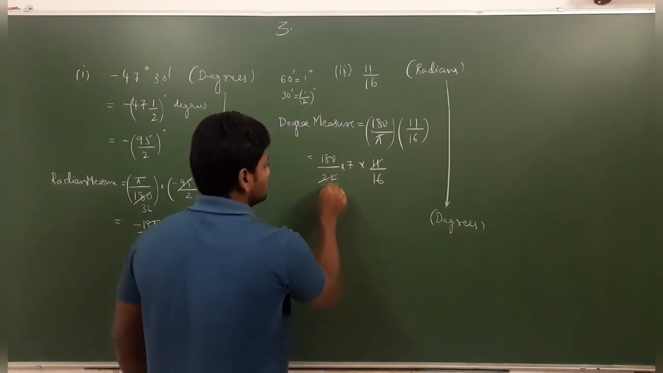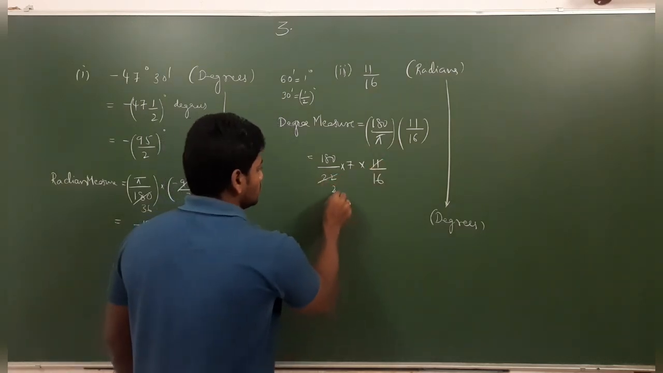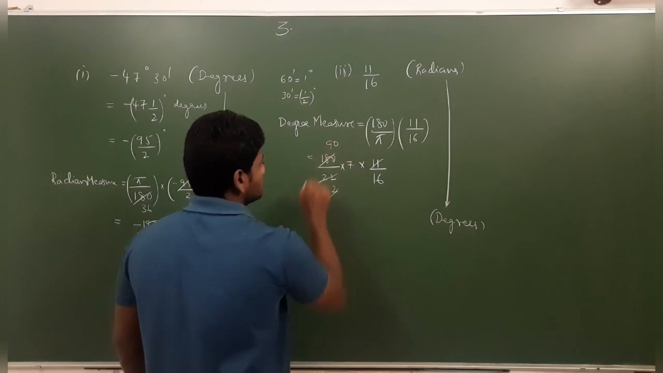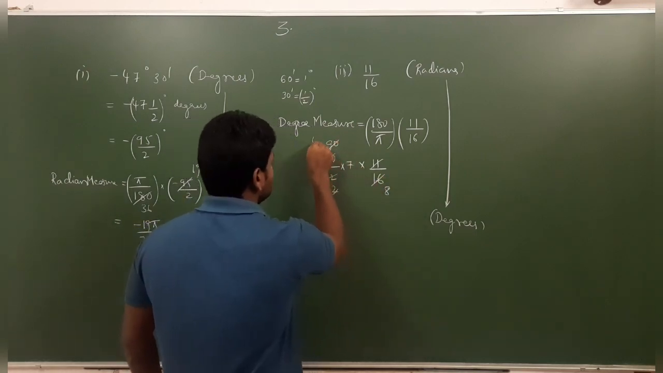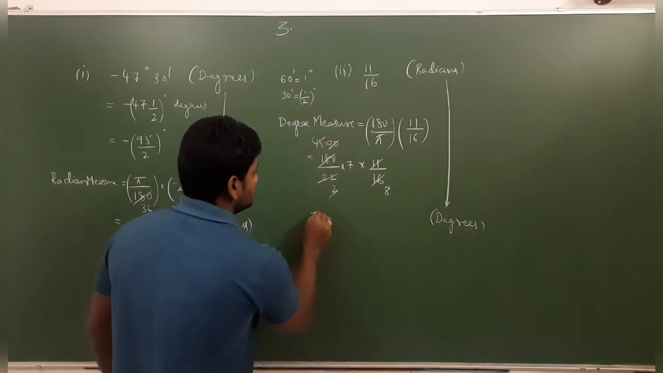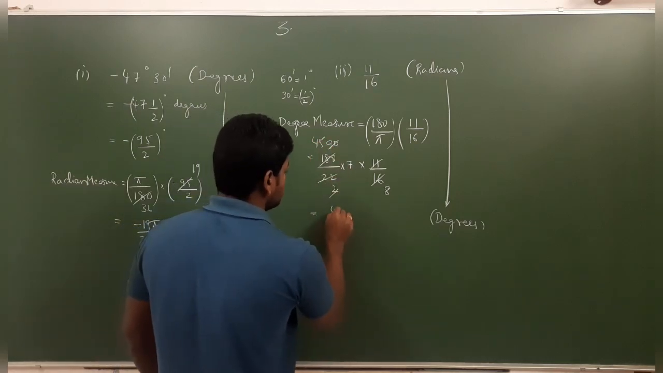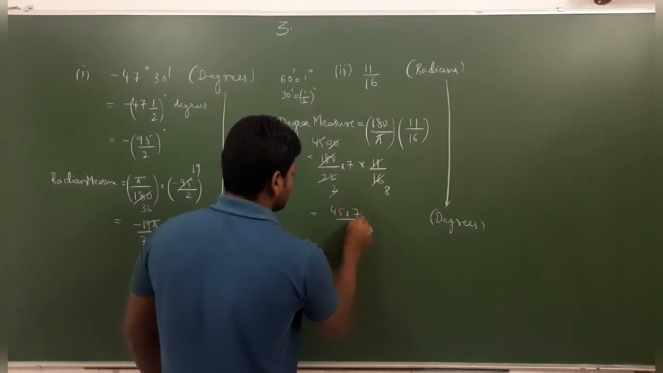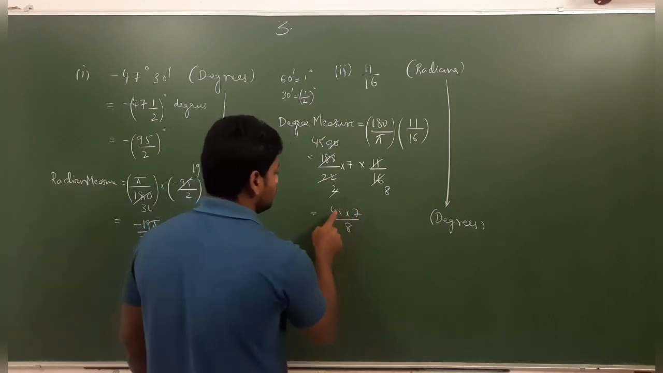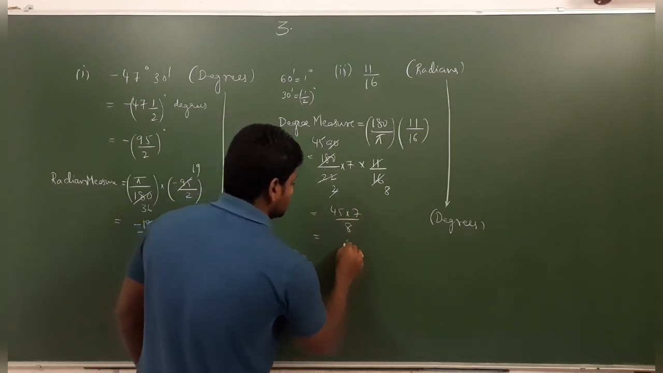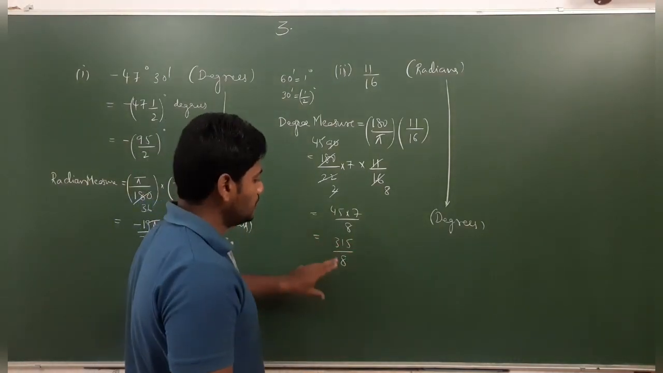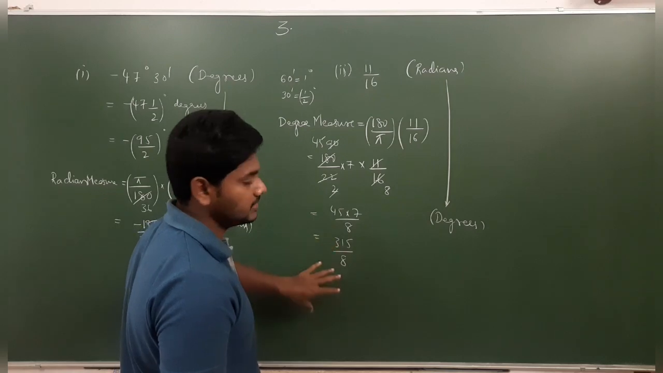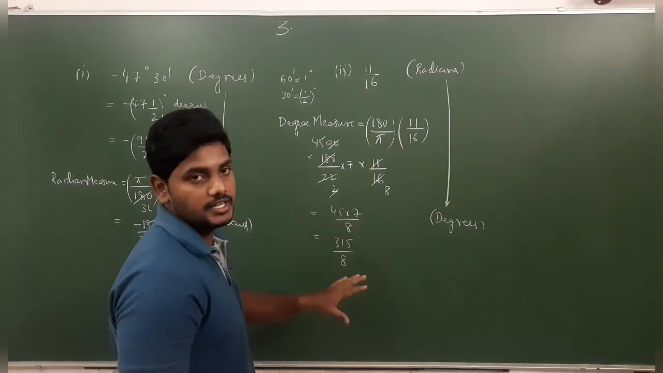So 11 ones are 11, 11 twos are 22, and simplifying further we get 45 into 7 by 8, which is equal to 315 by 8. So now we got it in terms of p by q form. We should not leave it like this. We need to convert into proper degrees.